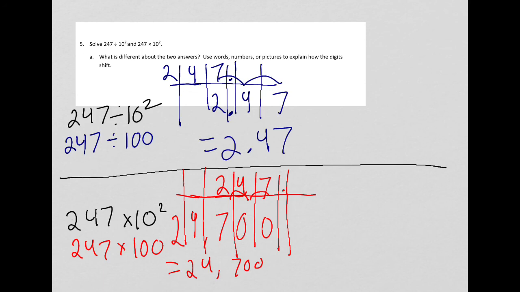24,700. So you can see how much bigger multiplying is than dividing, and it's because the digits shifted 2 places to the left versus 2 places to the right. So using exponents just helps make the notation simpler, and it's telling us how many copies we have of our tens.